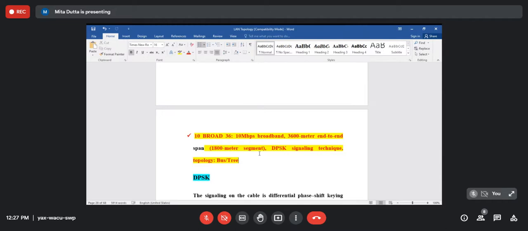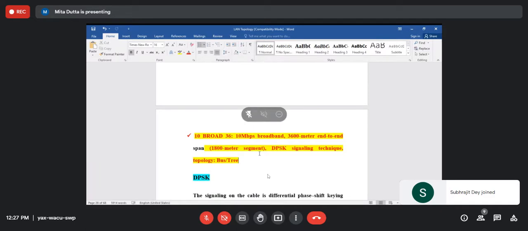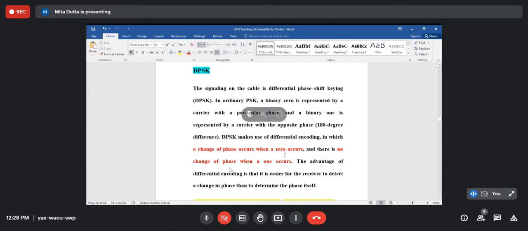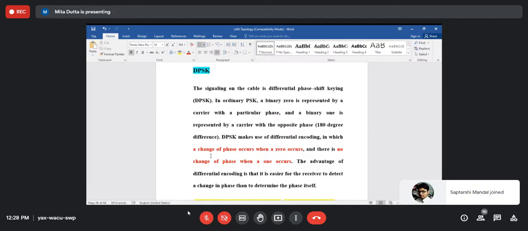Now here, since it is differential encoding, in PSK we are recognizing the phase by its values. But in DPSK, when there is 0, there will be no change. When it is 1, there will be a change in the phase of the carrier. Clear? Now here I told you wrong. When 0 occurs, there will be a change in phase. But when 1 occurs, there will be no change in phase. So we recognize the signal by seeing the change in its phase, not its value.